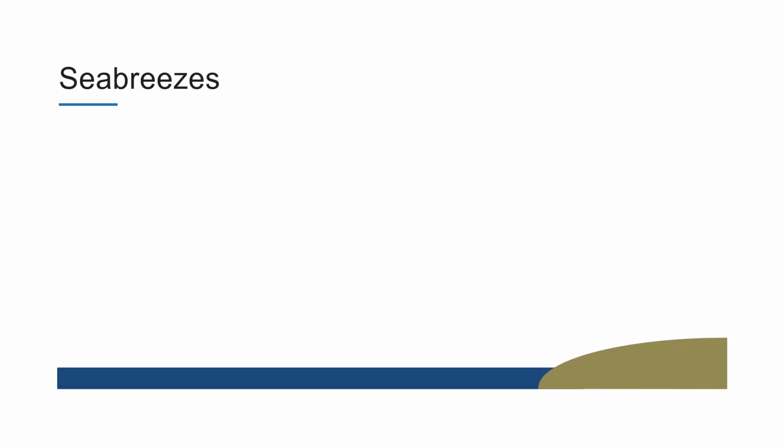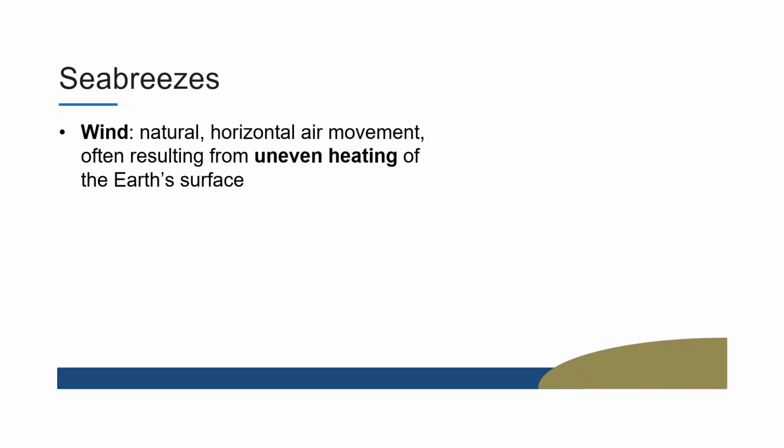And now that we have the basics of rising and sinking, we can talk a little bit more about air pressure and its relationship with movement. But rather than focusing on an air parcel, I think it's easier to visualize with a more realistic scenario. So let's talk about wind, and more specifically about sea breezes. Wind is natural horizontal air movement, and it's often caused by uneven heating.